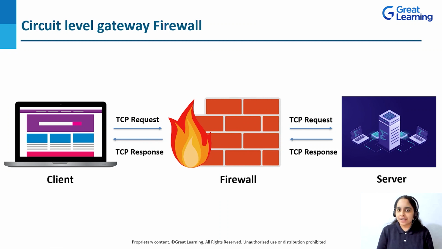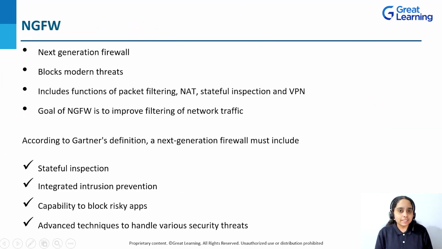Circuit level gateway firewall operates at the session layer of the OSI model. When a client sends a TCP request, the firewall relays it to the server. The firewall acts as a gateway that sends the TCP response from the server to the client. The client and the server do not interact directly. They interact through the circuit level gateway firewall. The circuit level gateway firewall performs TCP handshaking, and by doing so, it identifies which request is genuine.